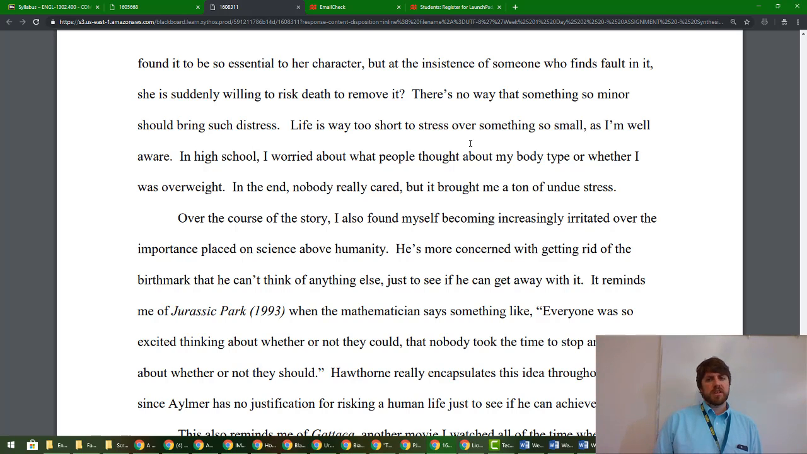Life is way too short to stress over something so small, as I'm well aware. In high school, I worried about what people thought about my body type or whether I was overweight. In the end, nobody really cared, but it brought me a ton of undue stress. There we go. That's what I'm looking for.